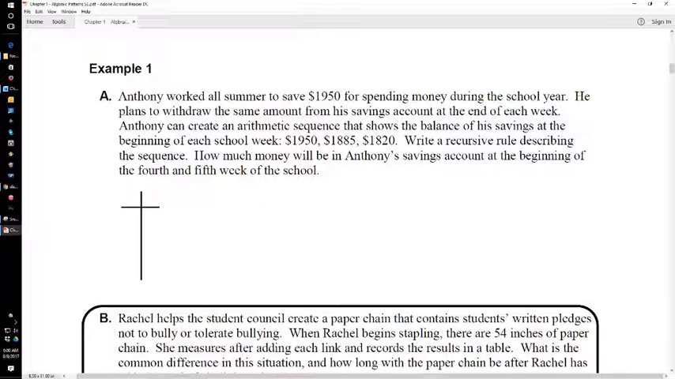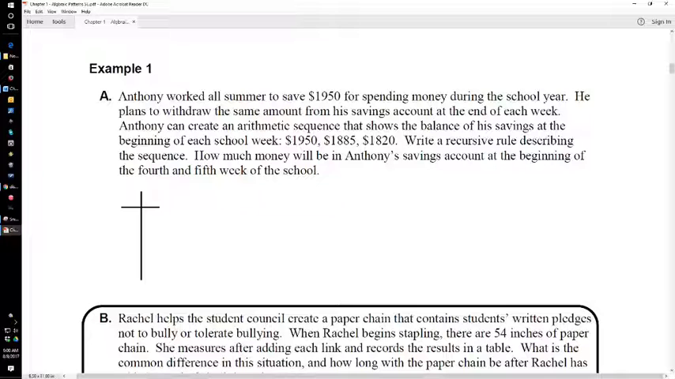All right, this is Algebraic Reasoning, chapter 1.1, example 1. Anthony worked all summer to save $1,950 for spending money during the school year. He plans to withdraw the same amount from his savings account at the end of each week. Anthony can create an arithmetic sequence that shows the balance of his savings at the beginning of each school week: 1950, 1885, 1820. Write a recursive rule describing the sequence.